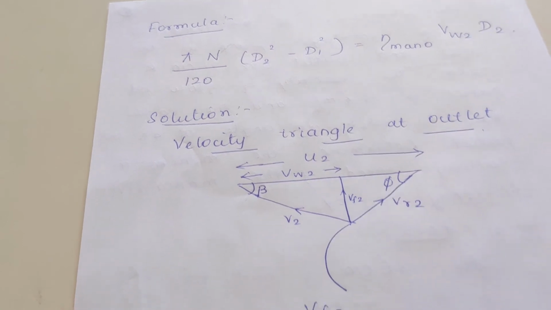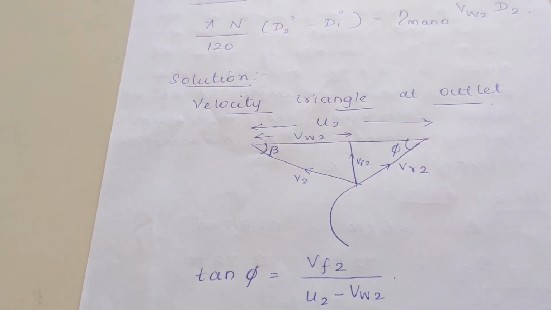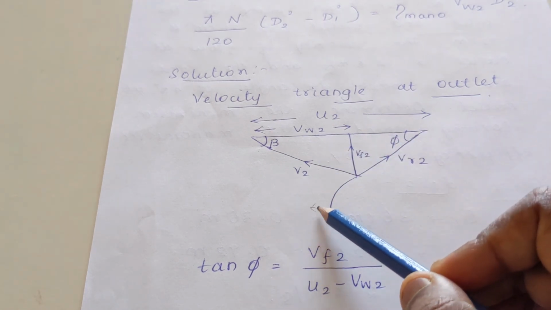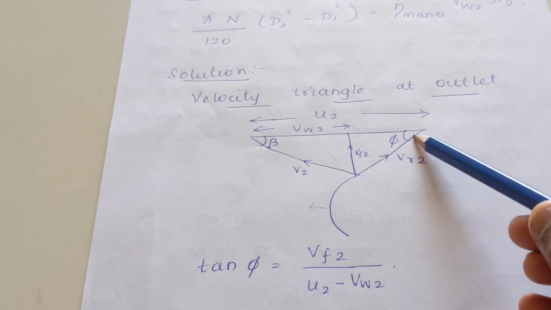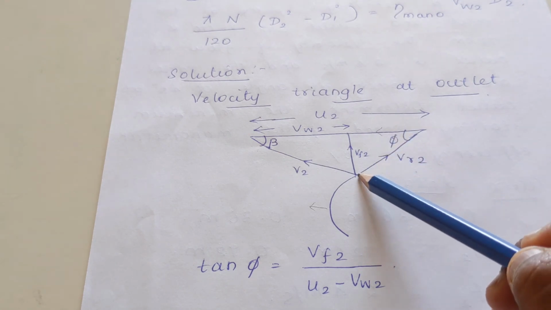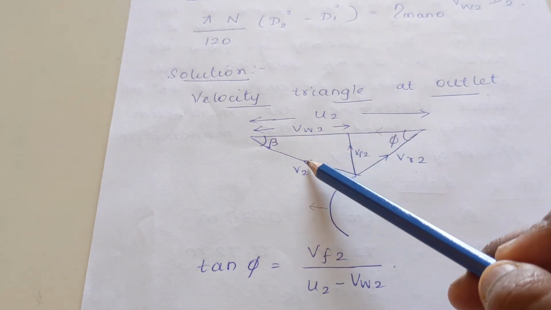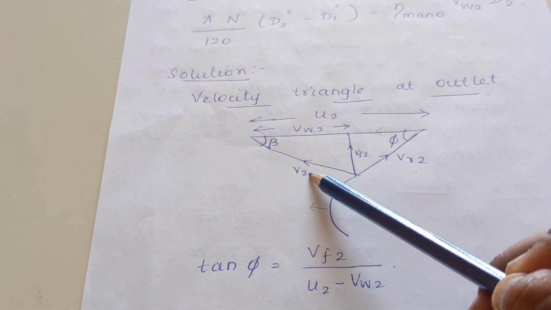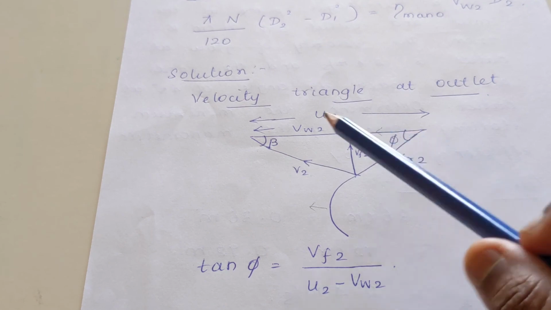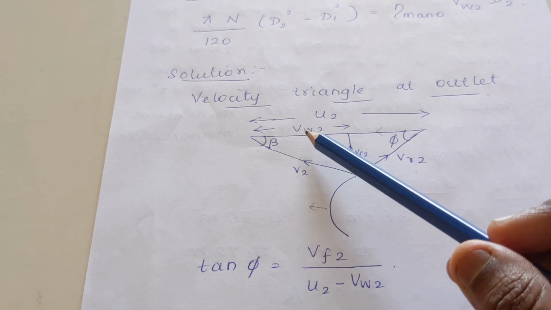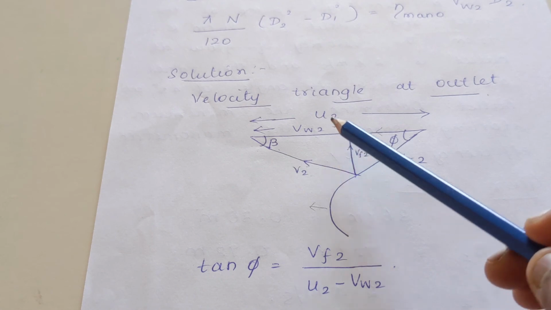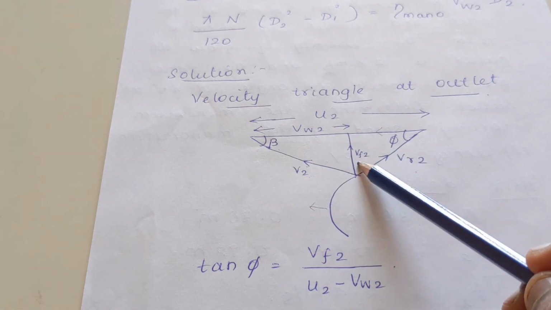How to find Vw2? For that you have to draw the velocity triangle at the outlet. Here the vane is moving in this direction. The water which is coming out will be Vr2 and the vane is moving in this direction, U2. The absolute velocity of the water will be V2. Vr2 makes an angle with the direction of motion as phi. V2 makes an angle with the direction of motion as beta. V2's horizontal component is Vw2. V2's vertical component is Vf2.